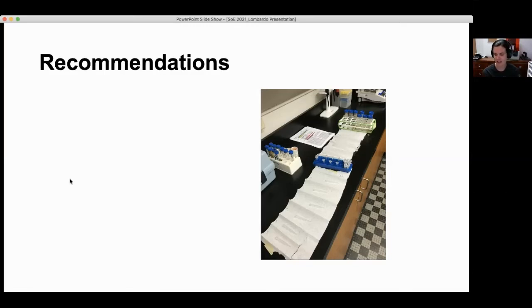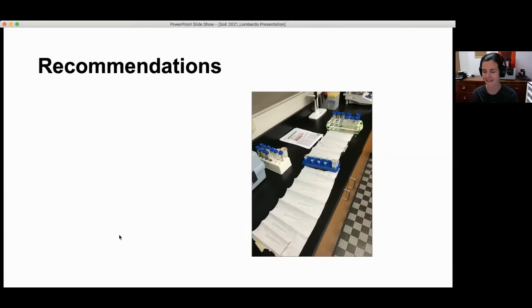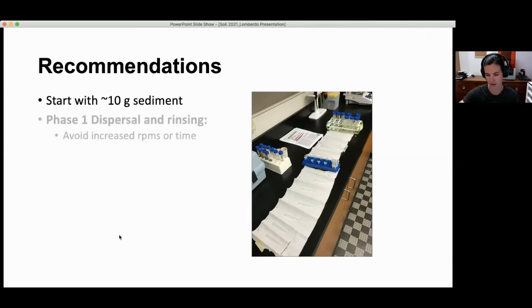The authors don't explicitly state beginning the method using 10 grams of sediment. You can click where they write about how many samples they used and how many times they divided that sample. So I think it's clearer to just state that right off the bat.